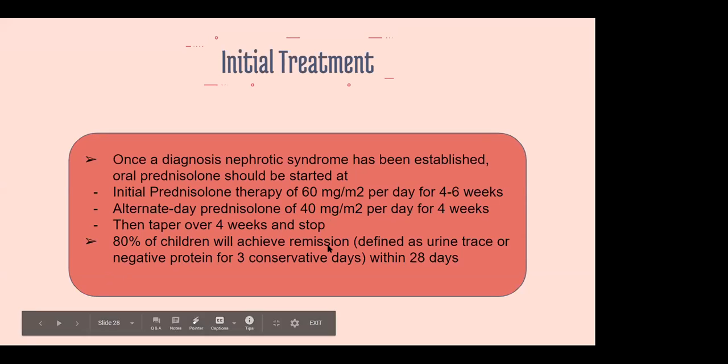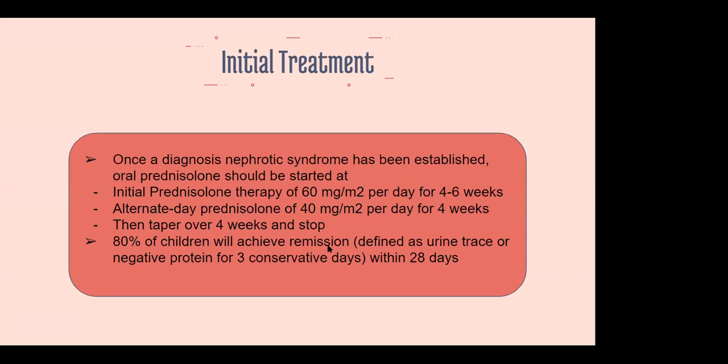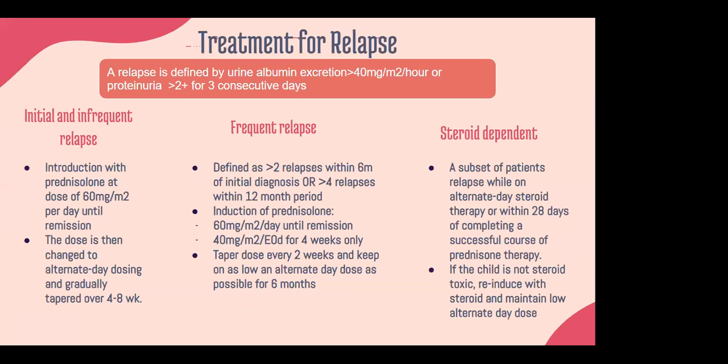Remission is defined as urine trace with negative protein for 3 consecutive days within 28 days. Next one, treatment for relapse. At least children who have nephrotic syndrome experience relapse at least once.